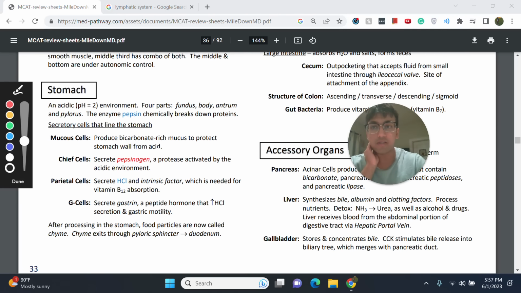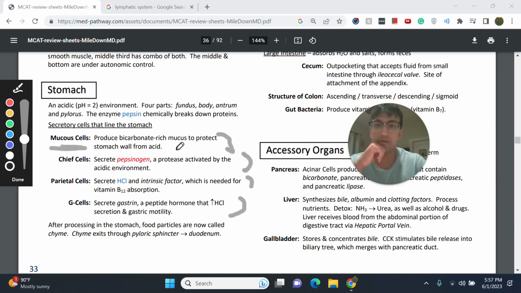Secretory cells that line the stomach include mucus cells, chief cells, parietal cells, and G cells. So mucus cells produce mucus, right? And mucus protects the stomach wall from the acid. You don't want the stomach to actually get damaged from all the acid that it's producing. So that's why you need mucus. And mucus has a lot of bicarbonate, which, as you'll remember, is basic, and so it'll protect the stomach wall.